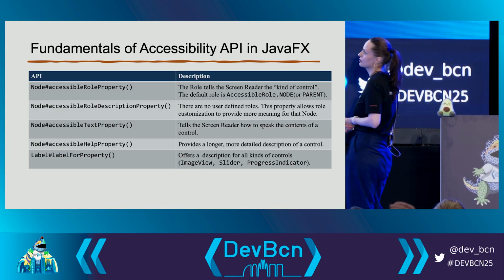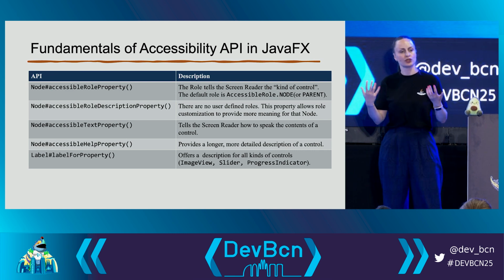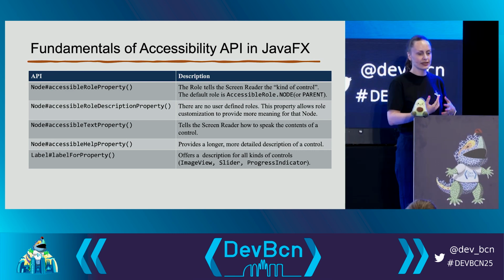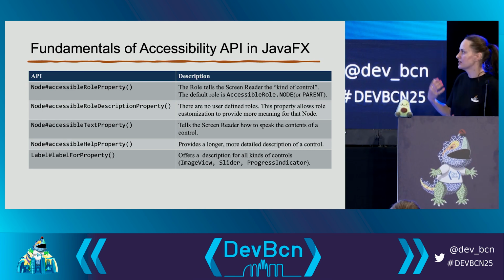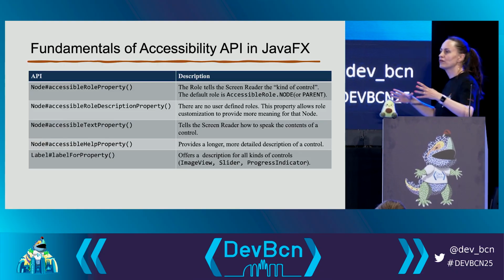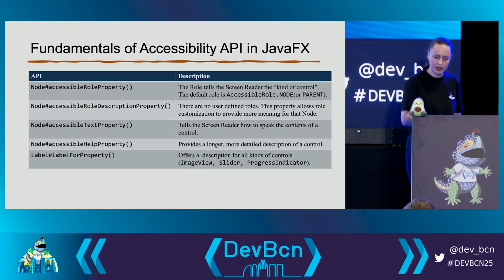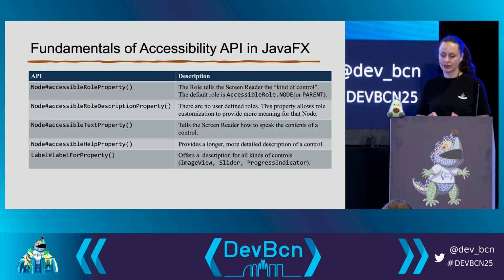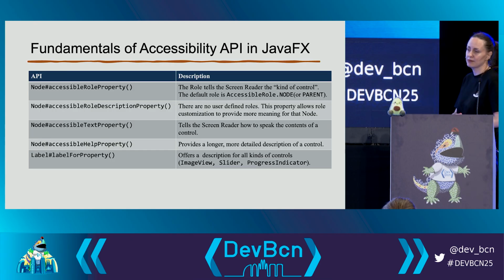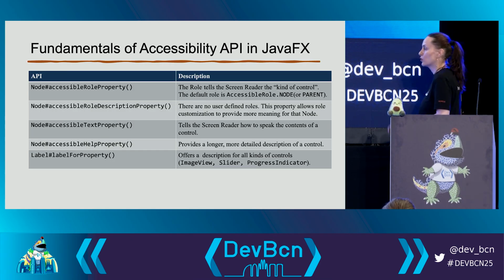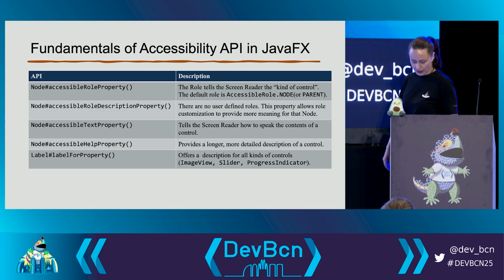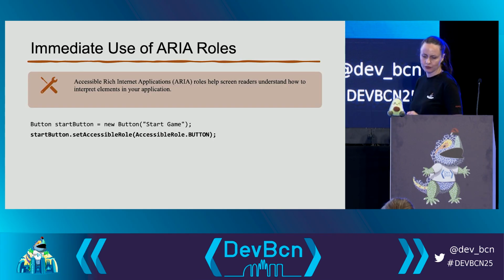And speaking of bigger components, there are controls in JavaFX that do not necessarily fit in the categories above, and maybe you want to give a more overview, and that's when you can use the label for property API to give that more meaning, to offer description to what's happening to an image view, to a slider, or a progress indicator. So let's see some examples.